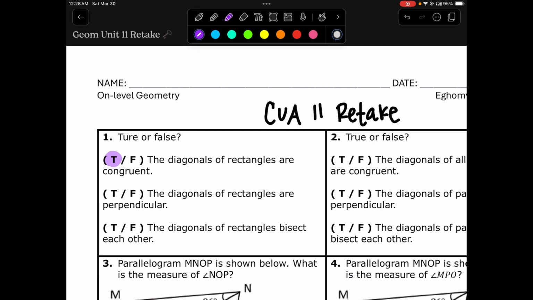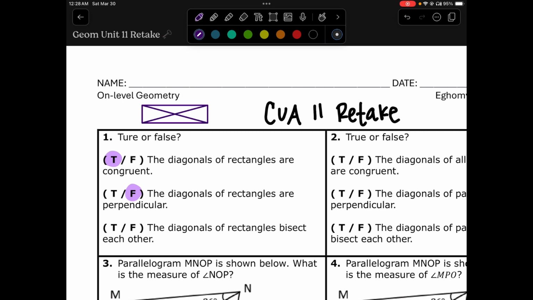True or false? The diagonals of rectangles are perpendicular. That is not true. And just to give you some context, here's a rectangle, here's one diagonal, and the other. As you can hopefully tell, they are equal, but they are definitely not perpendicular.